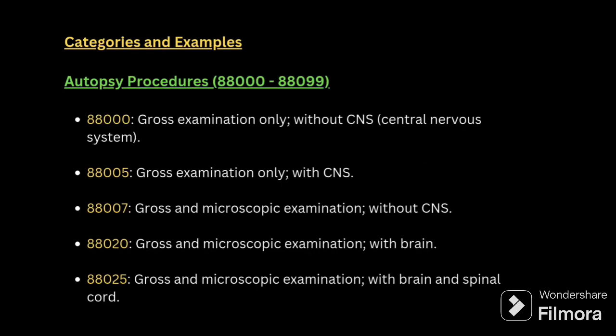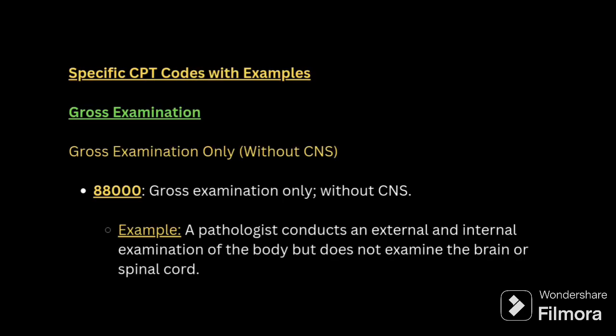So the categories and examples: autopsy procedure, 88000-88099. You can go through these codes for clearly understanding whether it is a gross examination only, or with CNS or without CNS, gross examination of the brain, like that certain divisions have been made. You can go through it. So you can see the examples.